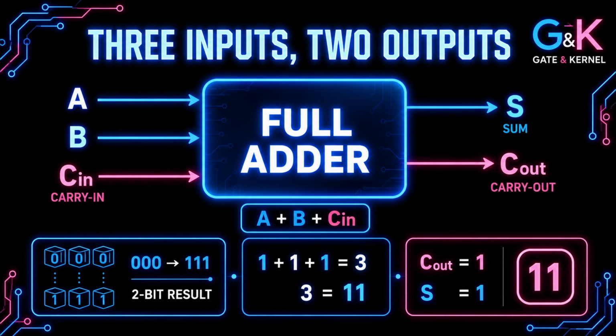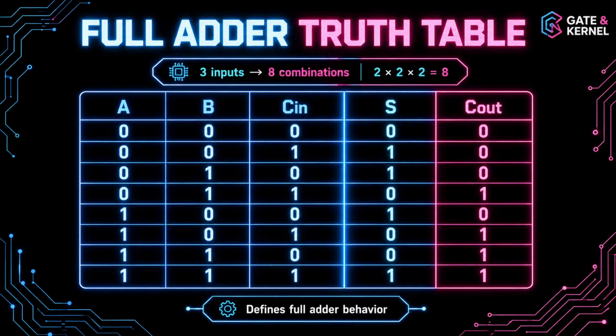Chapter 2. 3 inputs, 2 outputs. A full adder has 3 inputs, A, B, and Cin. Cin means carry in. It produces 2 outputs, S for sum and Cout for carryout. So the full adder calculates A plus B plus Cin. Because each input is only 1 bit, the largest possible calculation is 1 plus 1 plus 1. That equals 3, or binary 11. So 2 output bits are enough. For 1 plus 1 plus 1, the sum is 1 and the carryout is also 1.